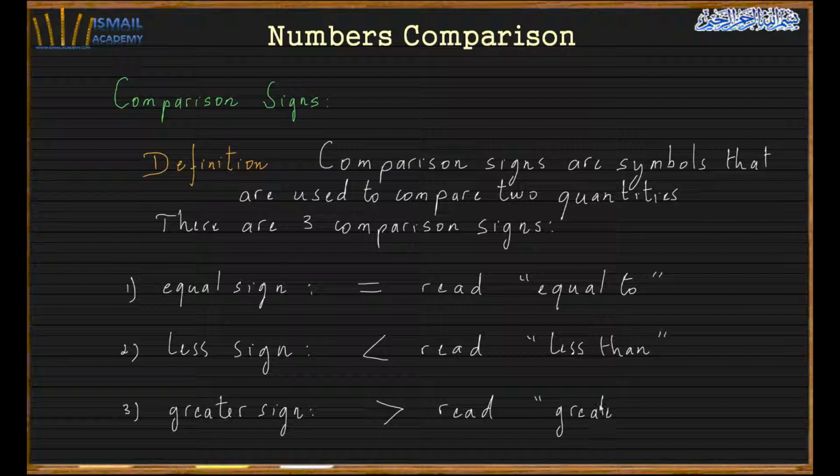We also have optional signs, but we're not going to talk about them now; I will just let you know about them. We have this sign, which is a combination of those two, and we have that sign. Those are the two optional signs, each a combination of the two. When we talk about comparison signs in detail, we're going to talk about those two.